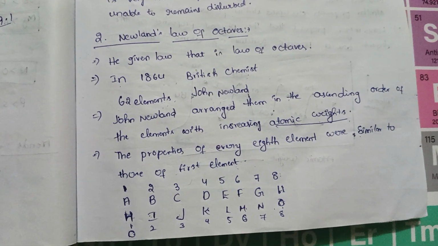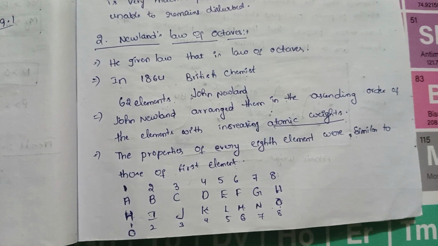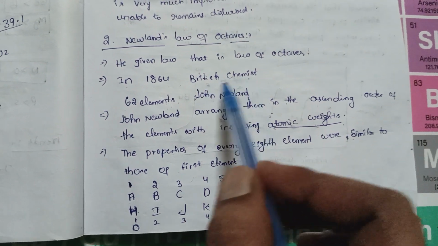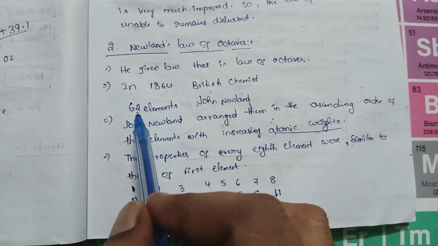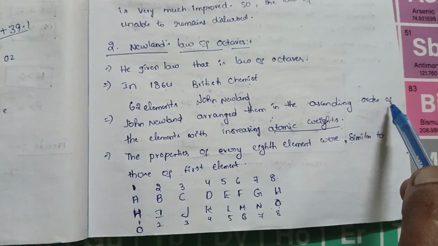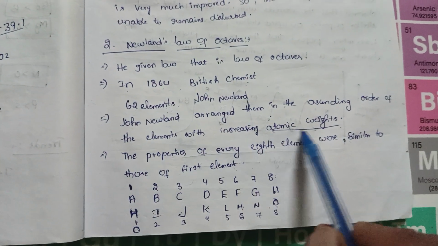This video is about Newland's law of octaves. He gave the law, that is, the law of octaves. He is a British chemist. In 1864, he came to know 62 elements. John Newland arranged them in ascending order of increasing atomic weights.